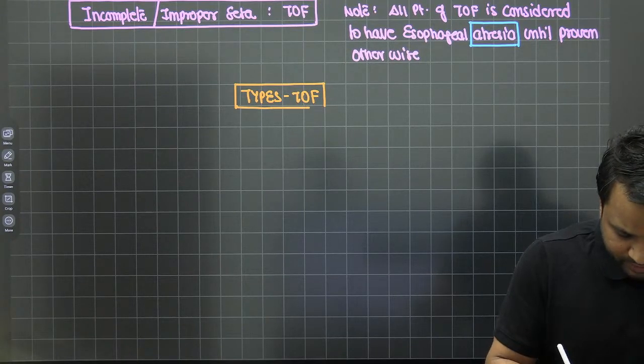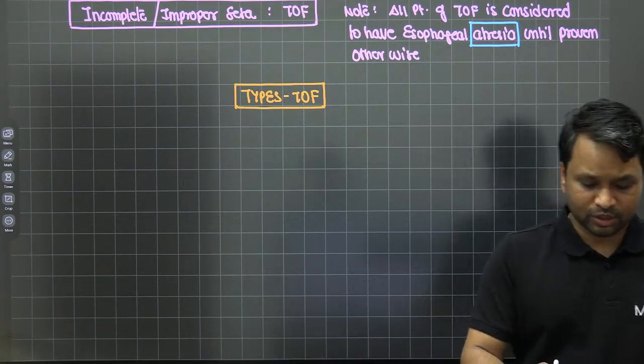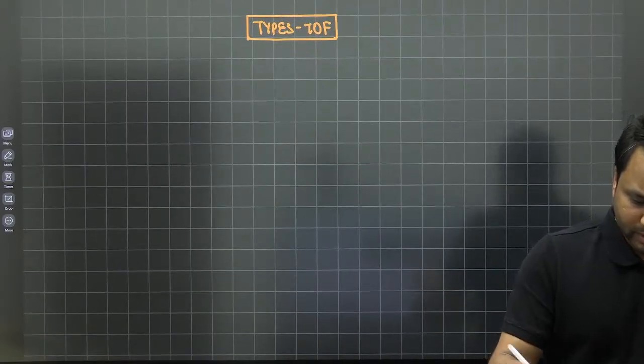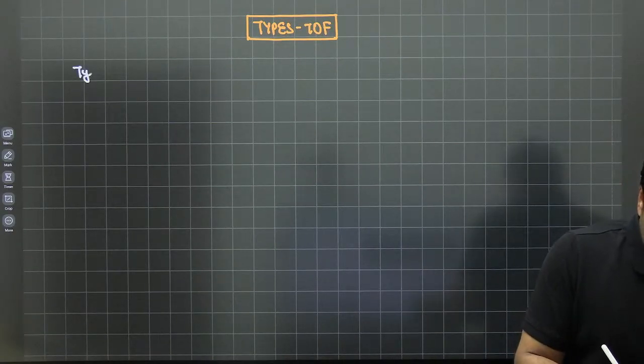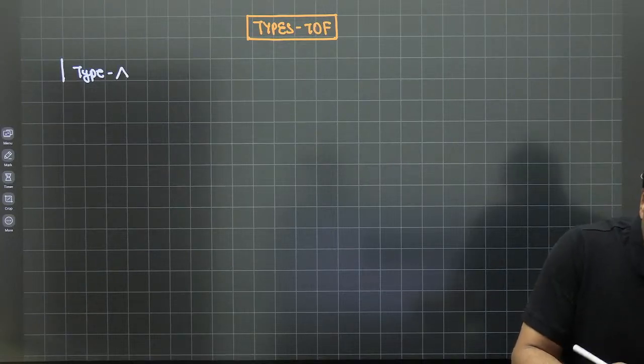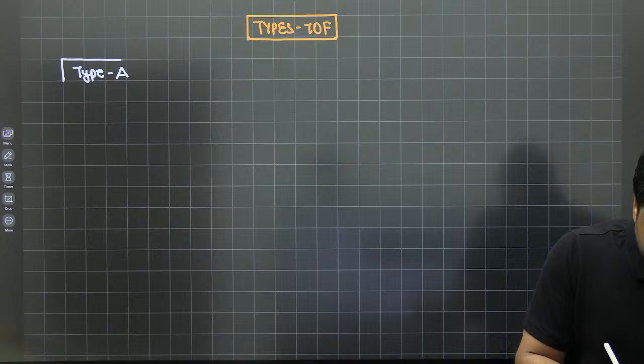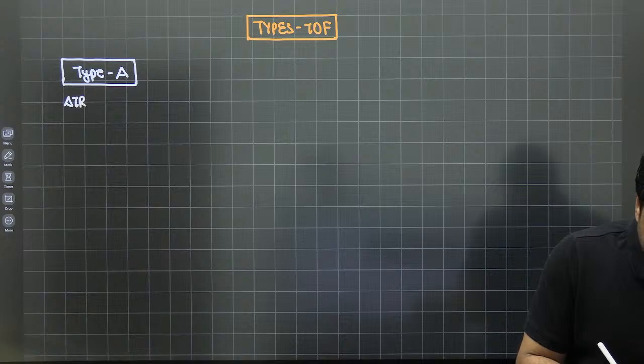What are the different varieties of the tracheoesophageal fistula that we have? The first one is your type 1 variety, or also called the type A variety. We call it A for atresia. Type A variety is what we call the atresia form. It is an atresia form.